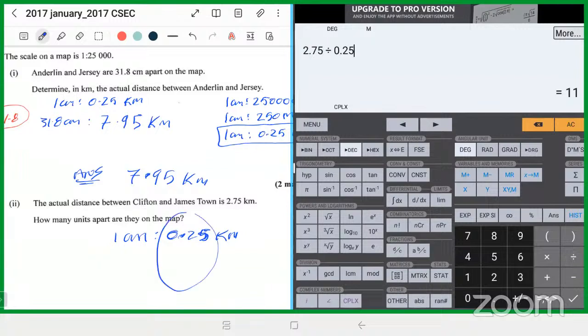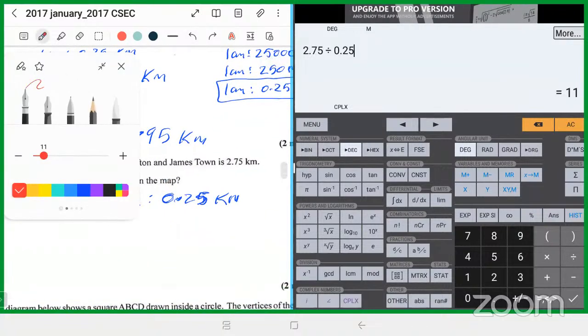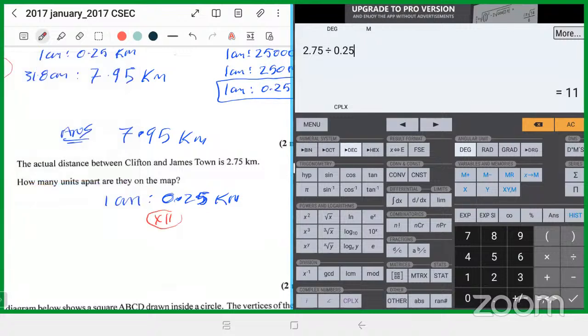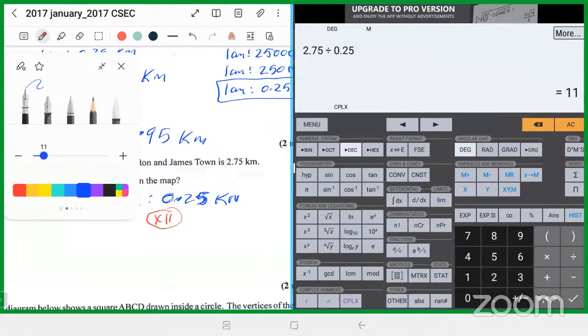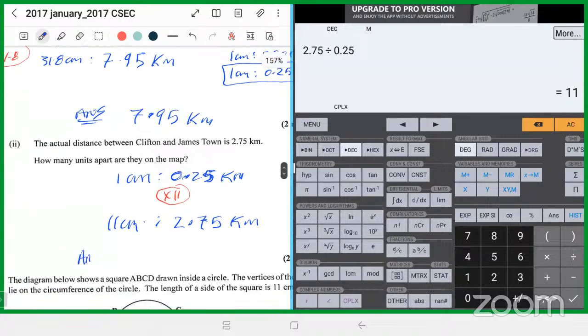I want this side to become 2.75. I have to multiply it by 11, not divide. So multiply the ratio by 11. This side becomes 11 centimeters, and the other side becomes what we want, which is 2.75 kilometers. So it means that 2.75 kilometers is 11 centimeters on the map. So the answer for this one is 11 centimeters on the map.